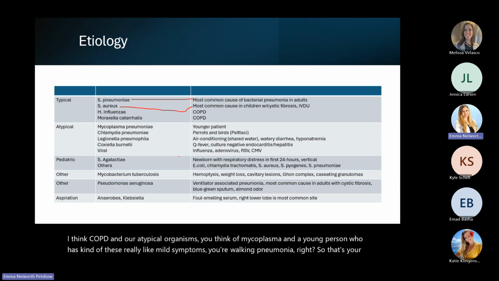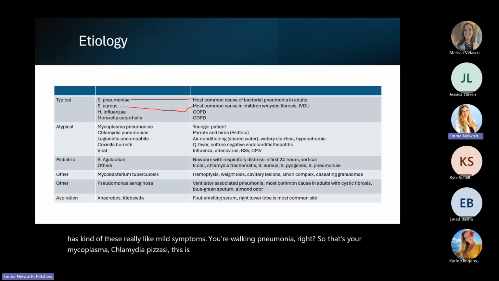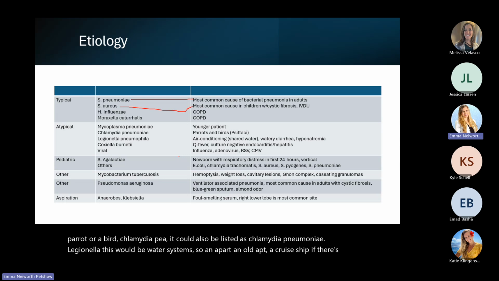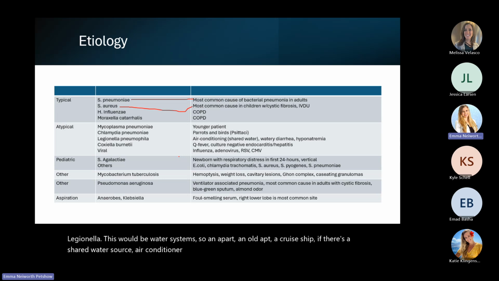Chlamydia psittaci, this is your bird exposure. So if there's anything about a parrot, think chlamydia P. So the P for parrot, that's how I remember it. So if there's a parrot or a bird, chlamydia P. It could also be listed as chlamydia pneumoniae. Legionella, this would be water systems. So an old apartment, a cruise ship. If there's a shared water source, air conditioner source, I think Legionella.